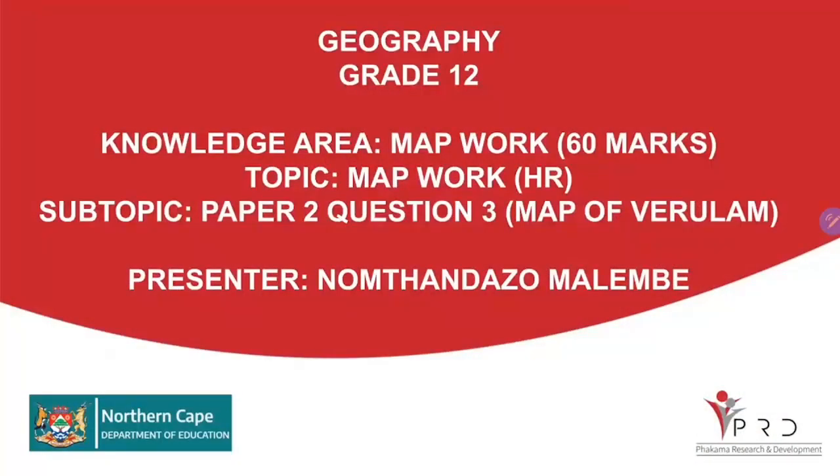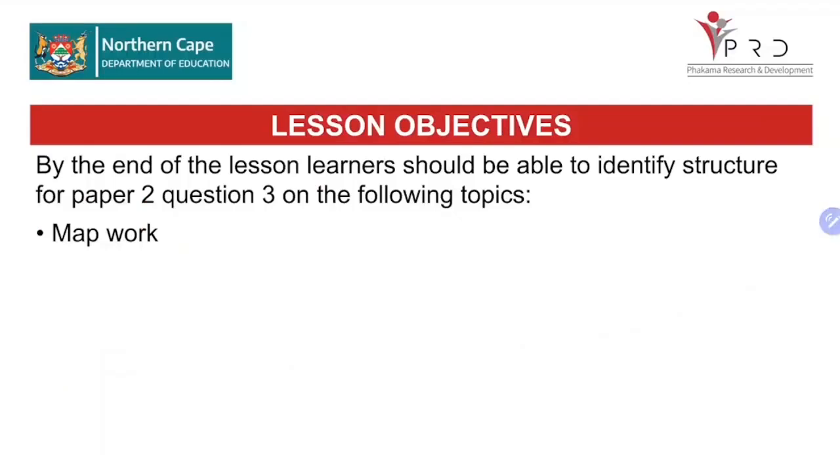Today we're going to do revision under question paper 2, question 3. So your question 3, that is your map work questions. But before we start with our revision, I just want us to go through our lesson objective for this lesson. By the end of this lesson, learners, you should be able to identify the structure of paper 2 as well as question 3 on the following topic, which is map work.